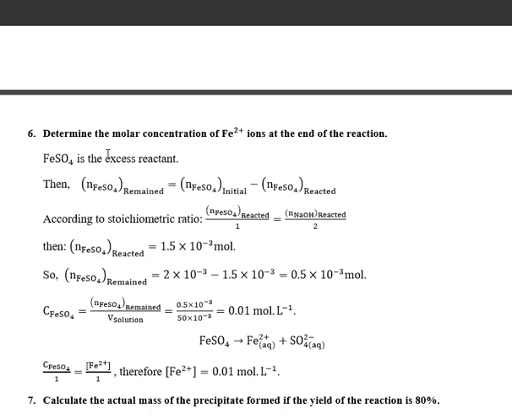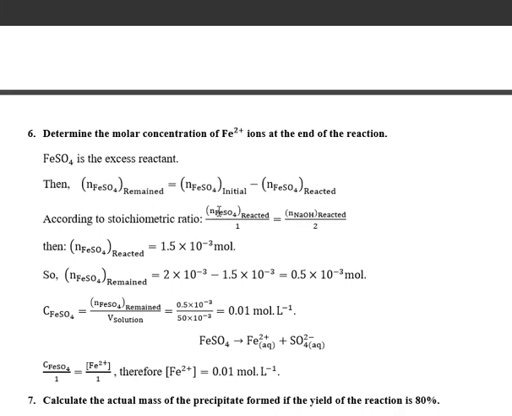In part 6, determine the molar concentration of Fe2+ ions at the end of the reaction. FeSO4 is the excess reactant, which means that a part from FeSO4 remained at the end of the reaction. So in the first step, you have to calculate the remaining number of moles from this reactant FeSO4, which is equal to the initial number of moles minus the reacted number of moles. The initial number of moles was calculated before, and the reacted number of moles can be calculated by using the stoichiometric ratio. You have to take it with the limiting reactant NaOH.